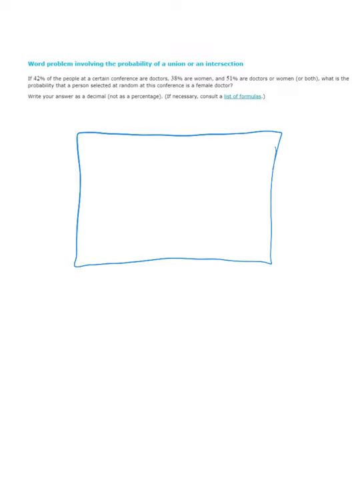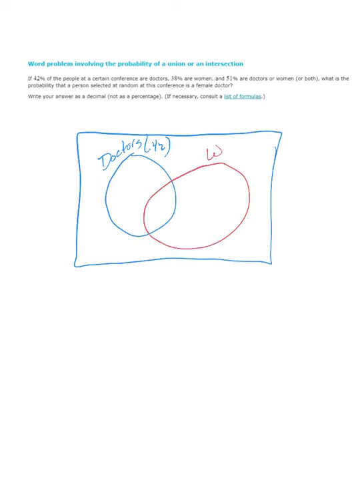But let's see, here are all the people at the conference, the doctors and women. Here are the doctors, and they make up 42% of the people here. And here are the women, and they make up 38% of the people here. And it says everybody in these two circles adds up to 51%.